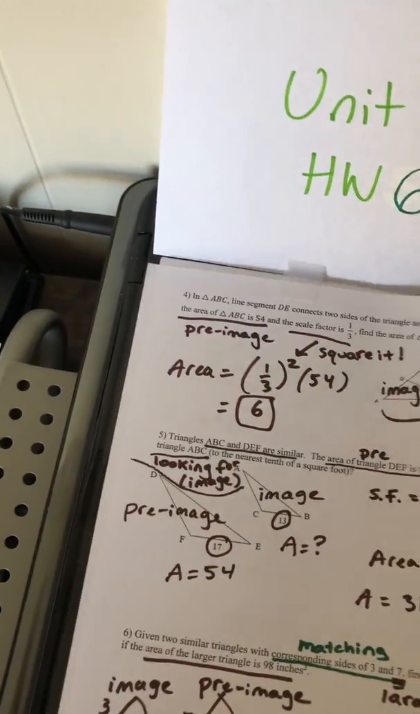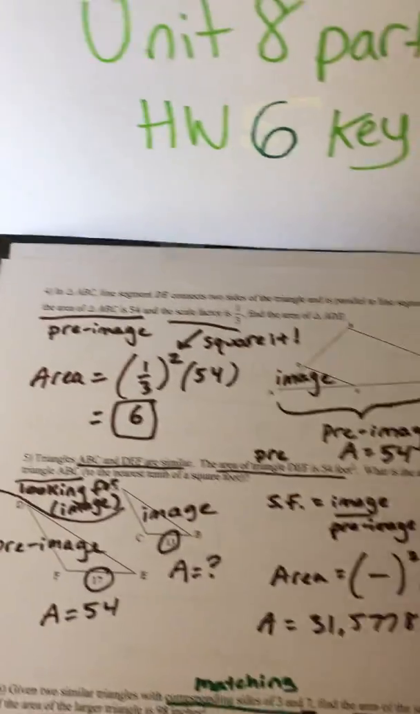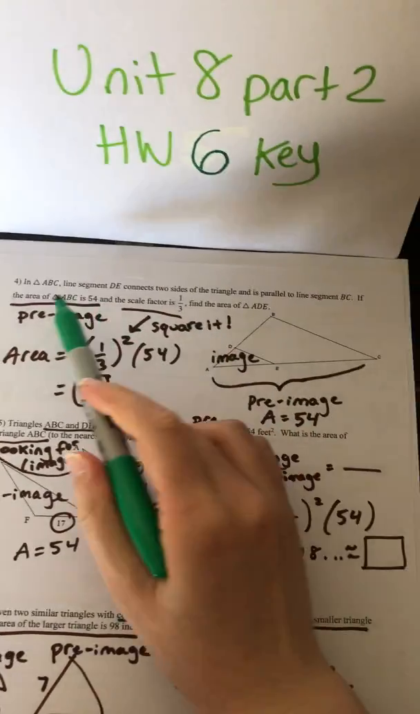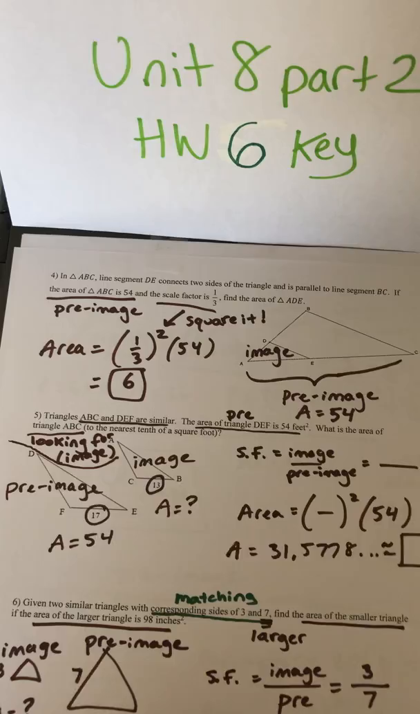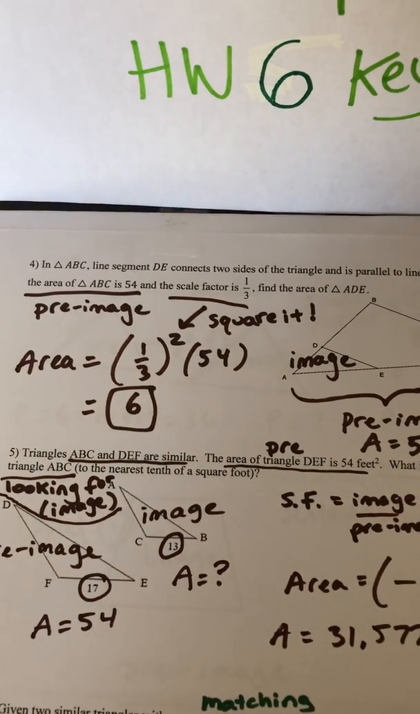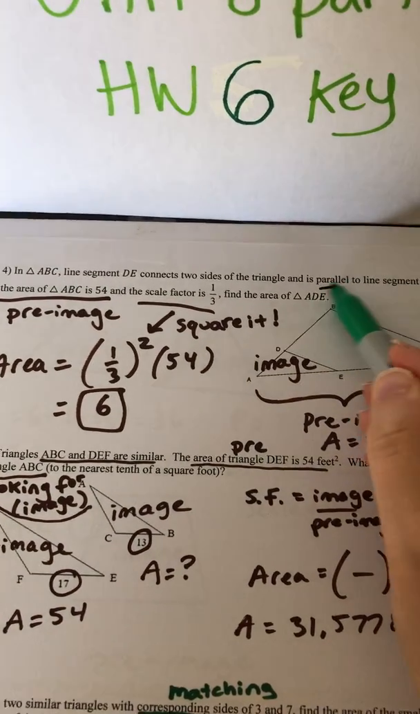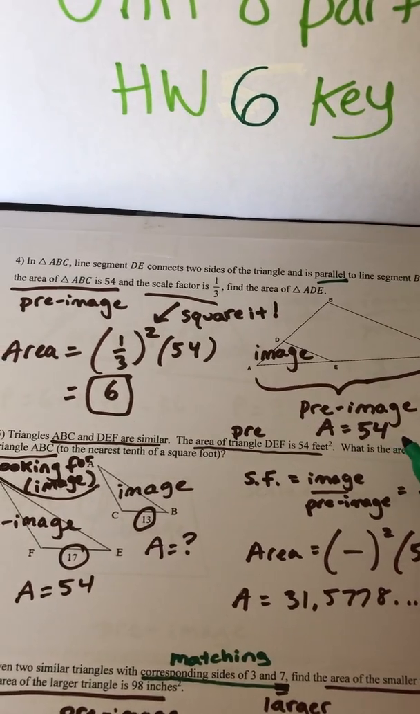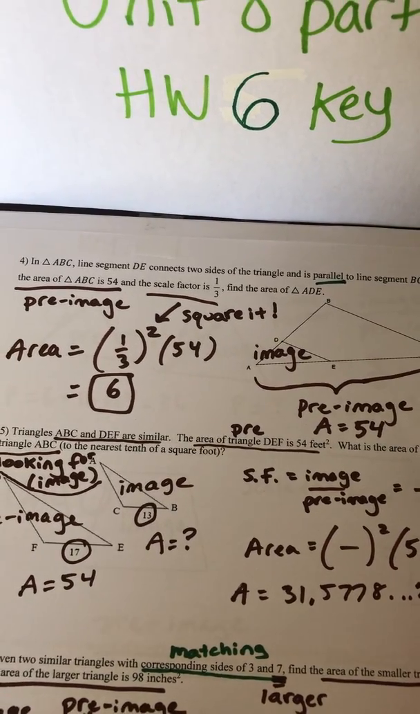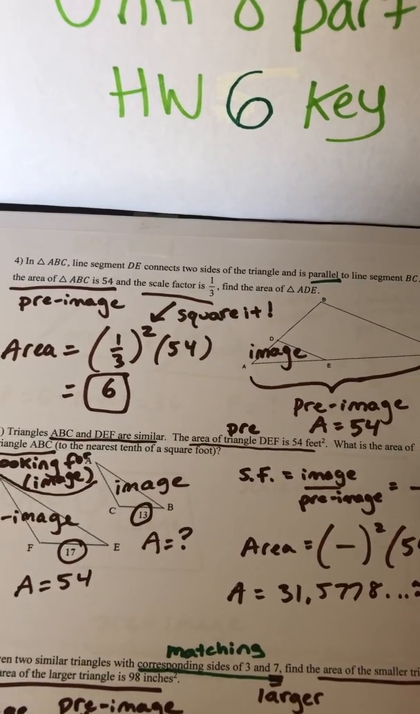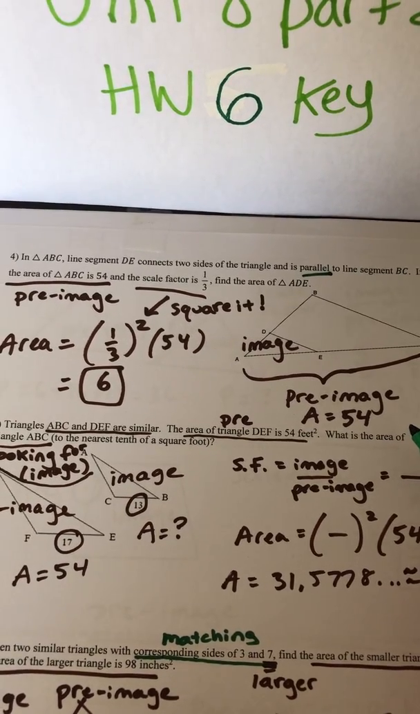On the next page, we're doing a question where the triangles are on top of each other. In triangle ABC, line segment DE connects two sides of the triangle and is parallel. Parallel is very nice. That's going to create similar triangles to line segment BC. If the area of triangle ABC is 54 and the scale factor is 1/3, find the area of triangle ADE.